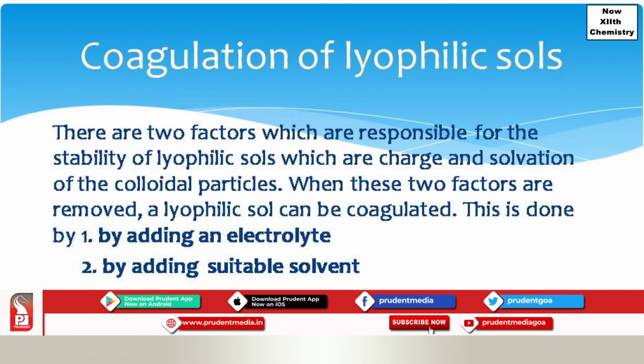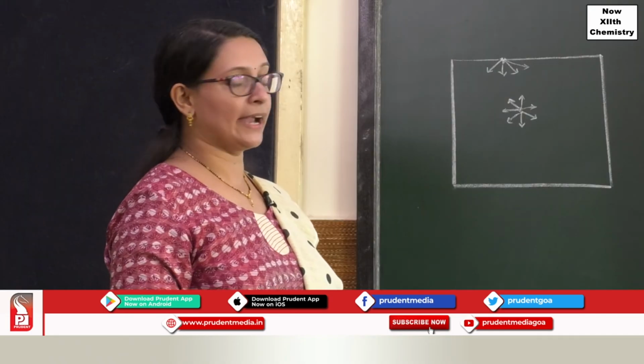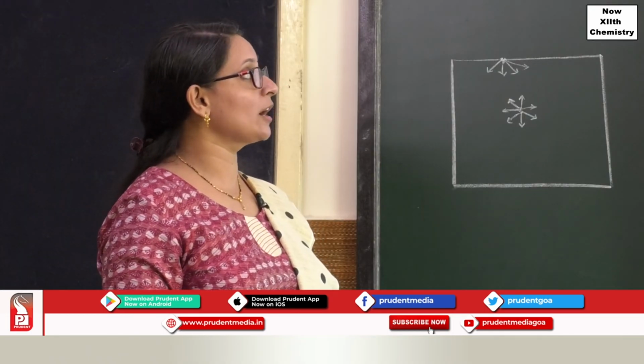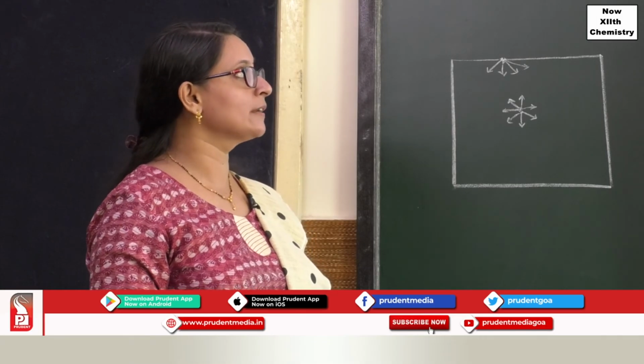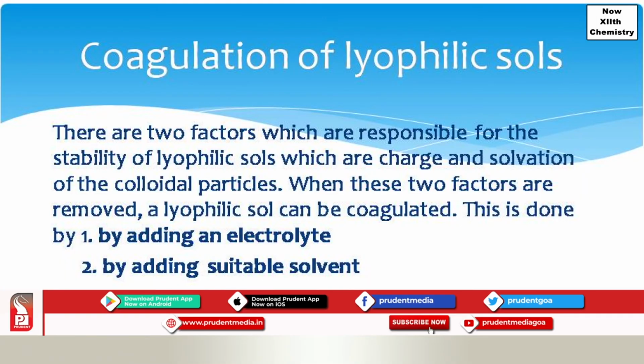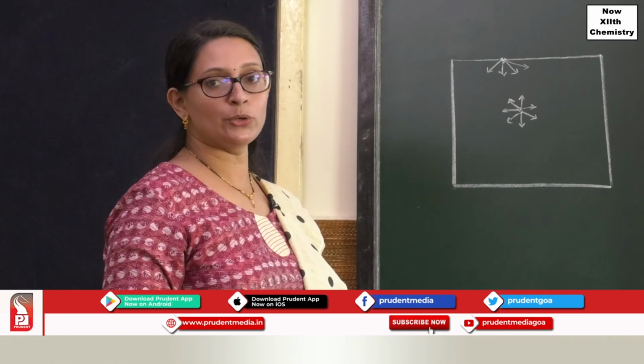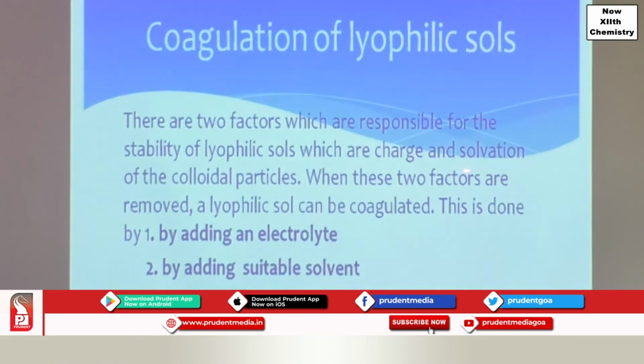So, what are we going to do? We are going to disturb these two factors. How are they disturbed? They are disturbed in two ways. First, by adding an electrolyte, we are disturbing the charge associated with the lyophilic colloid. And the second method is by adding a suitable solvent. We are disturbing the solvation around the lyophilic particles, and thus we can carry out the coagulation of lyophilic sols. Although they are difficult, lyophobic sols are easy to coagulate.